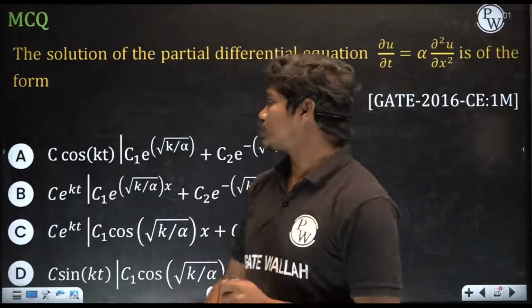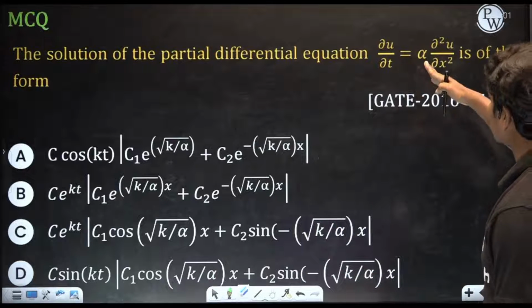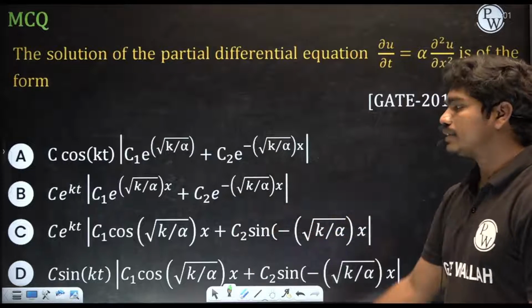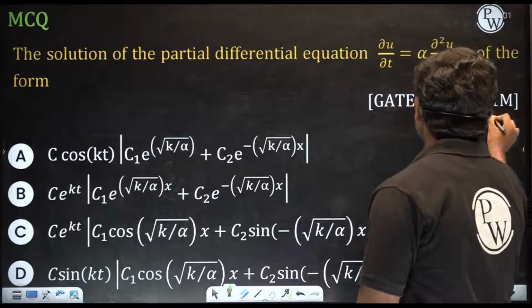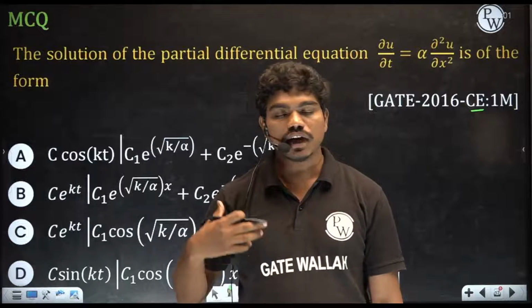So let us solve this question. The solution of the partial differential equation dou u by dou t is equal to alpha times dou square u by dou x square is of the form, which of this particular form? Standard forms actually, okay? Because this is the diffusion equation or one dimensional heat equation, okay? One dimensional unsteady state heat equation.